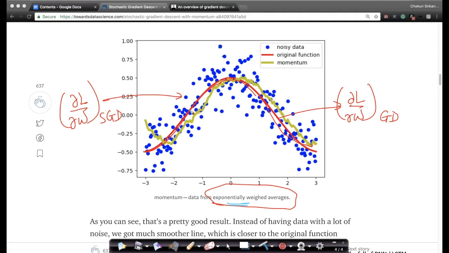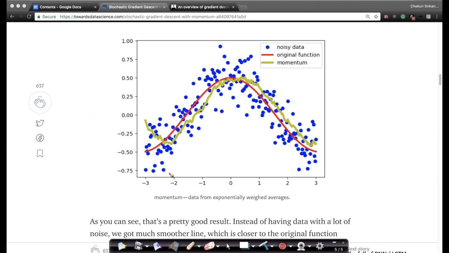So for this data, imagine that the red line is the original function and the blue dots are the noisy data that you have sampled. If you apply the exponential moving average, which means at this point you'll predict what the value is here. Okay, let me erase this just for clarity.